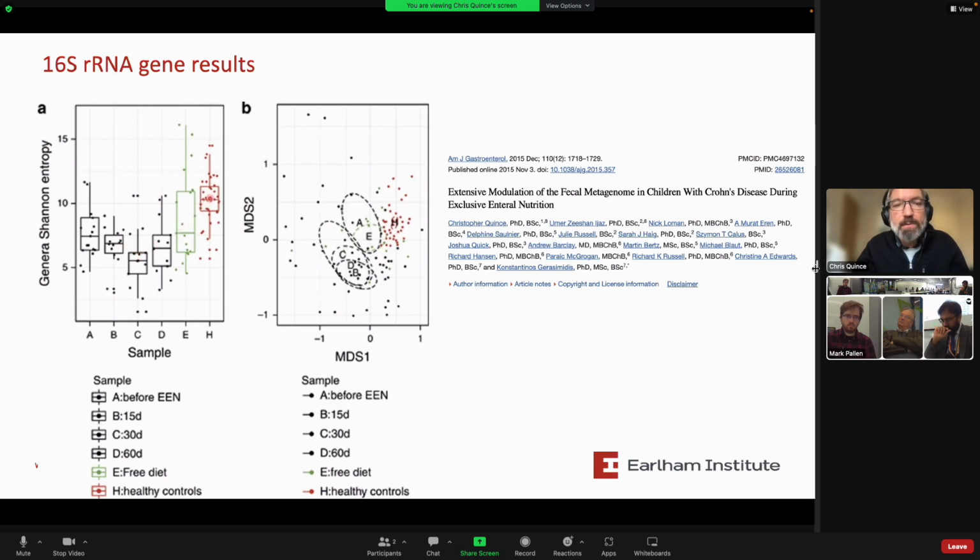Firstly, just to say, these were people on the free diet, H are the healthy controls. So you can see that at the start of the treatment, the people with Crohn's disease had lower diversity, but the actual effect of the diet was to decrease their diversity further. So there's a sense in which the diet isn't making them look more like a healthy community.